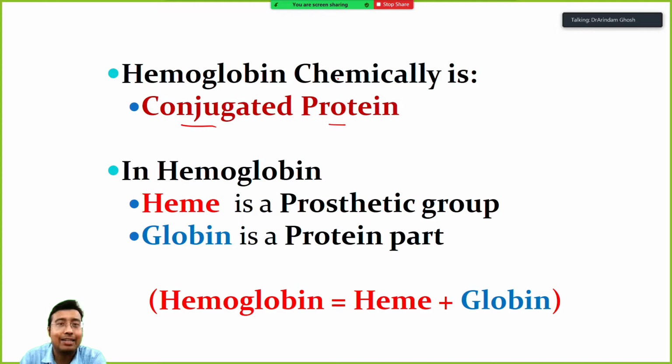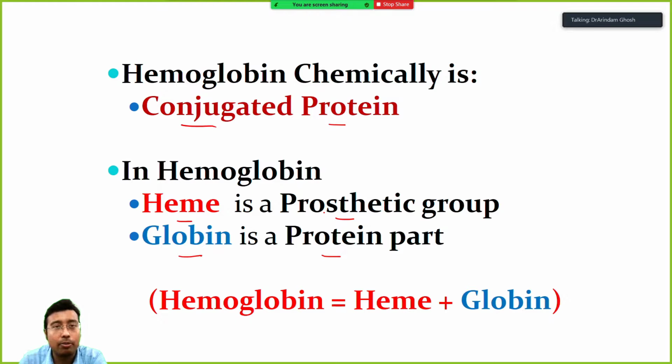In hemoglobin, heme is the prosthetic group and the protein is the globin. Please don't get confused. Hemoproteins are those proteins that have heme as a prosthetic group. For example, myoglobin is also a hemoprotein. We are now discussing hemoglobin.